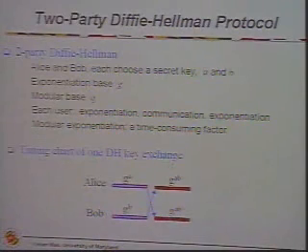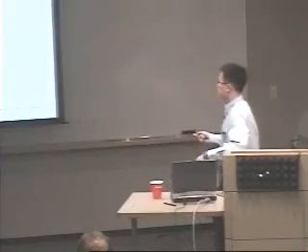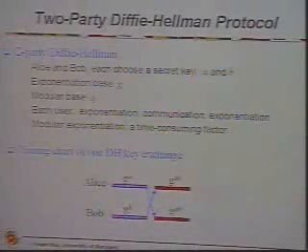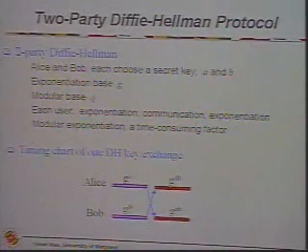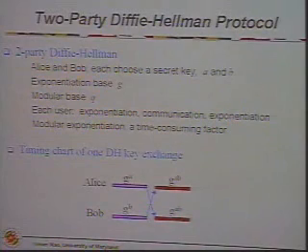Before going to our work, we first briefly review this two-party Diffie-Hellman protocol. Two persons, Alice and Bob, come together. They want to establish a piece of secret among themselves. Alice chooses a secret key A, and Bob chooses a secret key B. They agree upon an exponentiation base G and a modulus Q. And then Alice raises G to the A, and Bob raises G to the B.